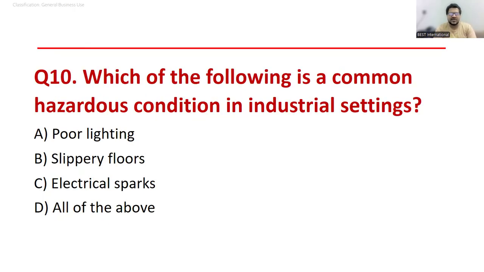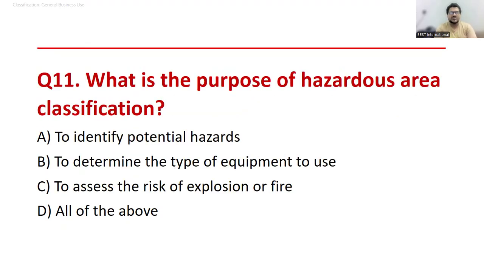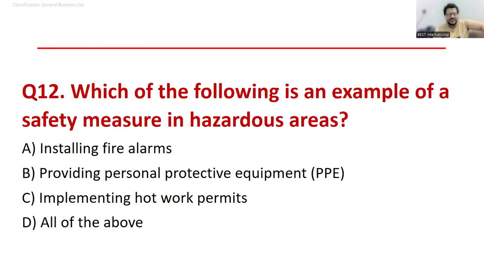Question 10. Which of the following is a common hazardous condition in industrial settings? Poor lighting, slippery floors, electrical sparks, all of the above. Choose your best right answer. Question number 11. What is the purpose of hazardous area classification? To identify potential hazards, to determine the type of equipment to use, to assess the risk of explosion or fire.